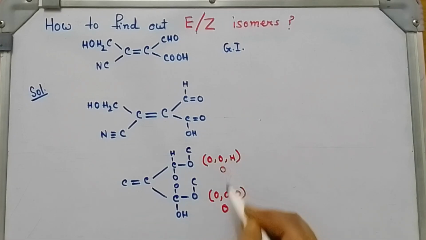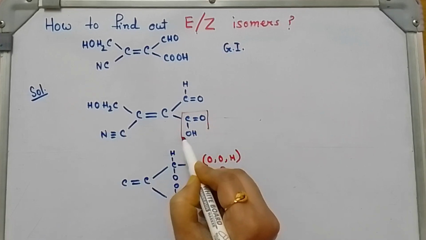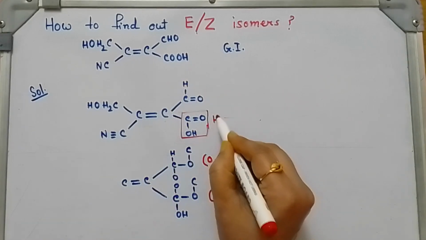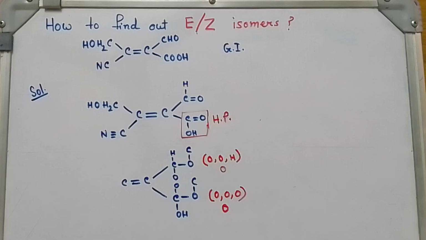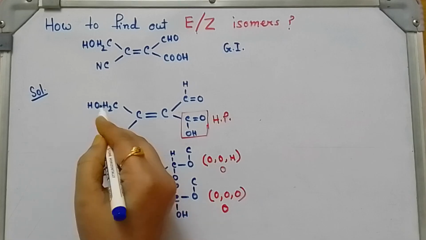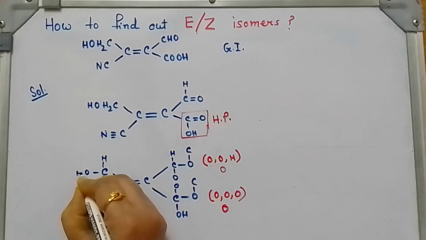Now if best atoms are same, then what you have to find out? Here how many? Here 3 oxygen atoms are there, here 2 oxygen atoms are there. Since here the number is more, that means this is having higher priority. Therefore, carboxylic acid is having higher priority than aldehyde. So this is having higher priority. Similarly, here with this carbon, 2 hydrogen atoms and 1 OH group is attached.